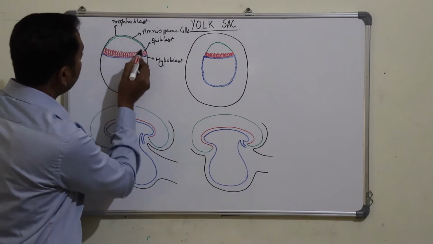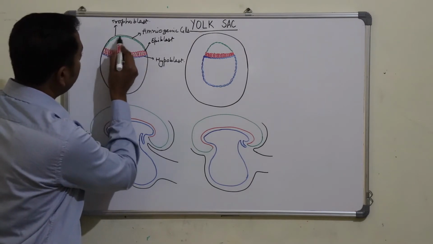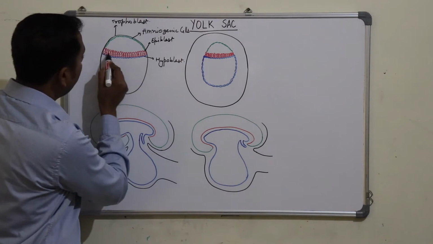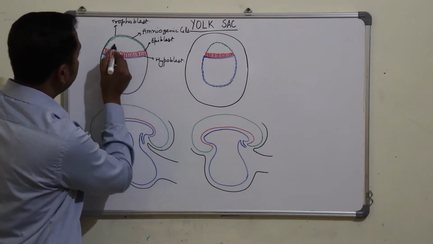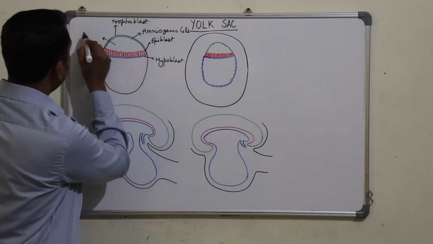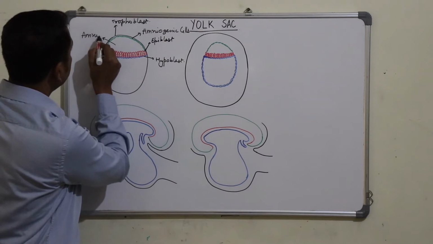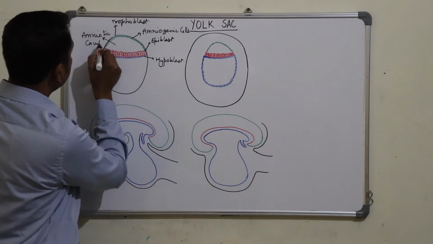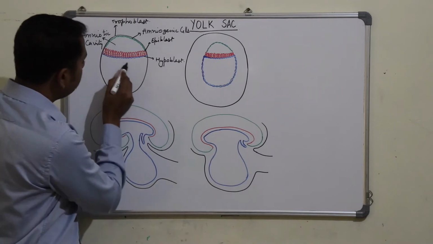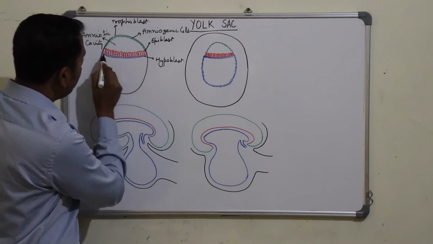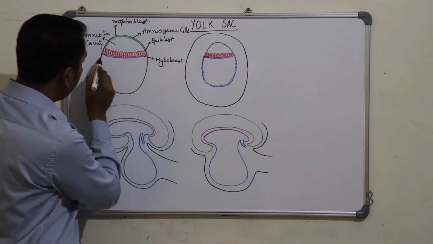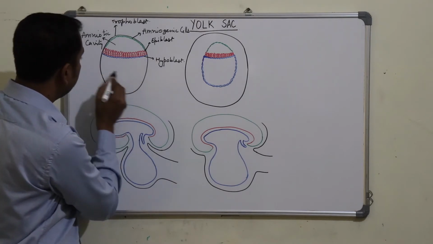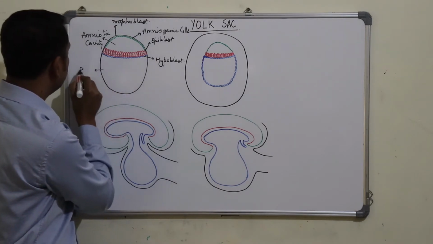The cavity which is enclosed by the amniogenic cells superiorly and inferiorly by the epiblast cell layer is the amniotic cavity. And this below cavity, which is lined by hypoblast cell layer and by the trophoblast cell layer, is known as the blastocystic cavity.